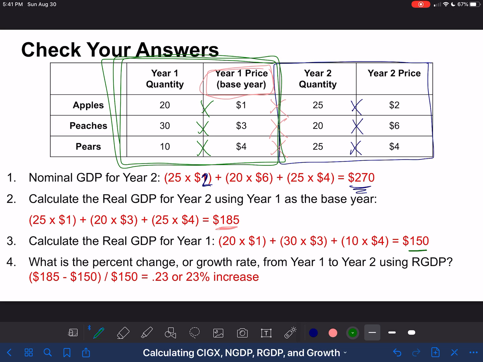And then our percent change, or the growth rate from year 1 to year 2, well, it's new minus old over old times 100. So 185 is our year 2 real GDP. Year 1 real GDP is 150. So that'll give us a 23% increase.